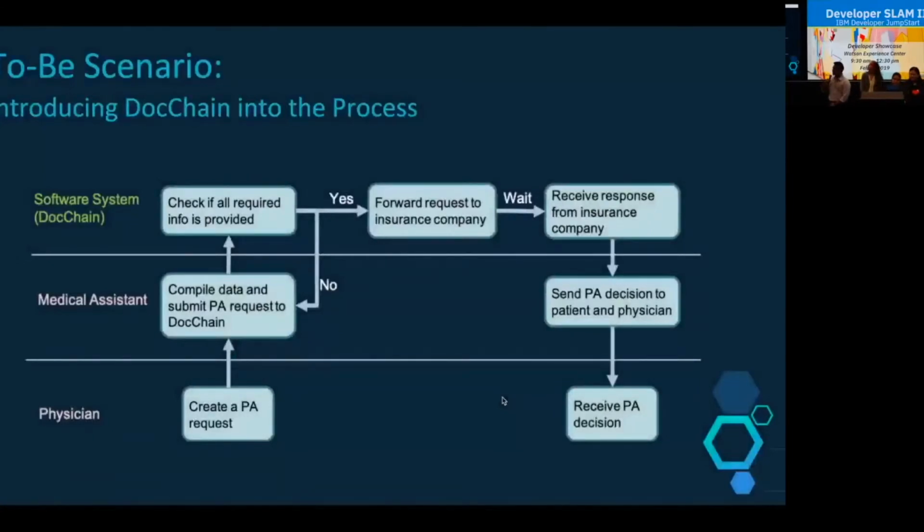So with those hills to guide us, this is the new flow in the process that we envision with the introduction of our solution, DocChain. Again, it starts when a physician prescribes something that requires PA. And the medical assistant, again, compiles the data and submits this request, but now they're submitting it to this centralized source, which is us. And then we verify the request and provide immediate feedback on whether it has all the information required, so that they don't have to wait to find out if they need more information before they finally completely submit it. And again, this whole process of waiting for a response, we also address.